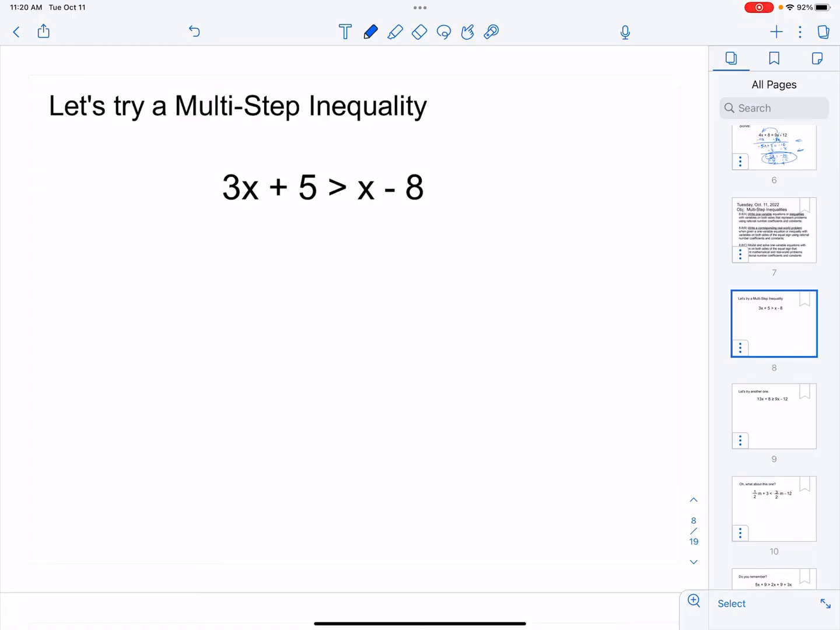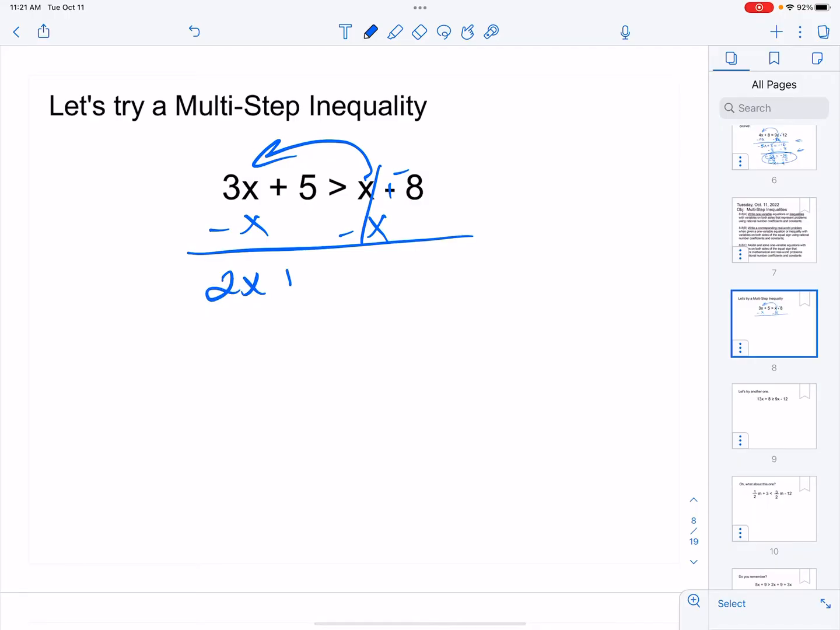The first thing I'm going to do in this one is change my subtraction to addition next to its opposite. Now I have the setup like I want: letter, number, letter, number. So now we start exactly the same way we started with an equation. We start by getting our letters on one side. For me, I like my letters on the left. So I'm going to subtract the x on the right from both sides. My x's on the right go away, and on the left-hand side, I'm left with 2x plus 5 is greater than negative 8. Step number one is accomplished, exactly the same as the equation.